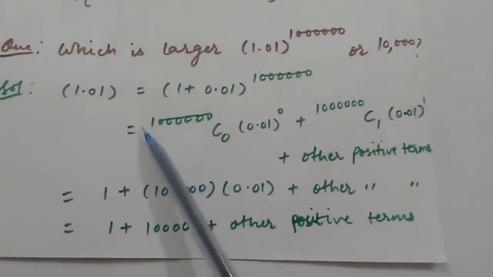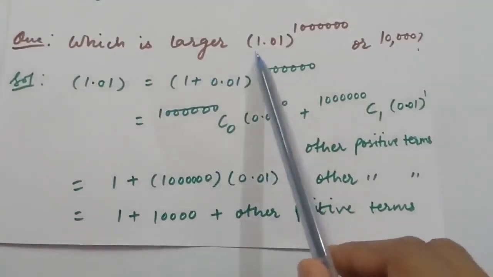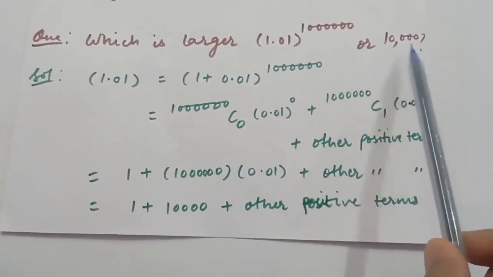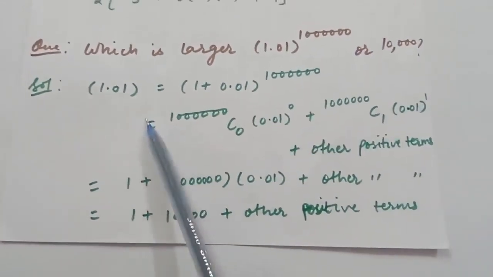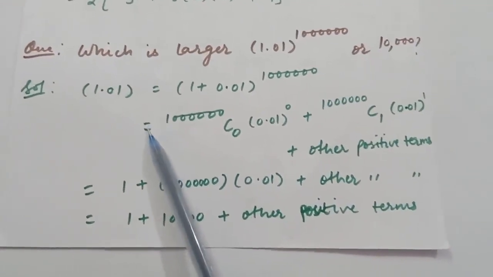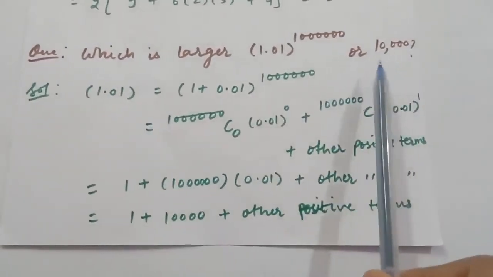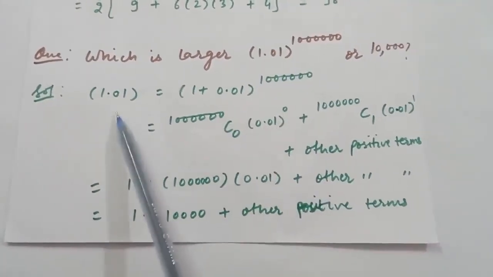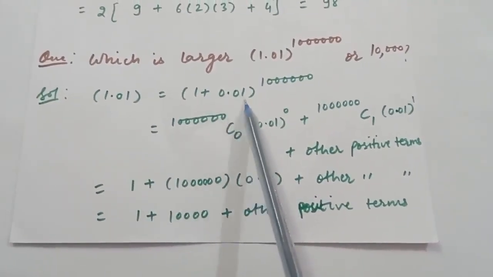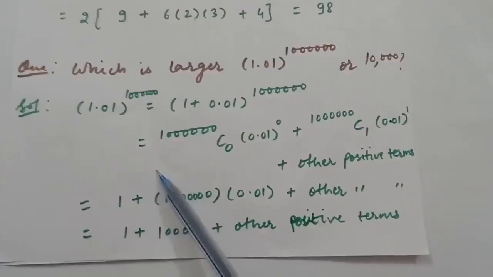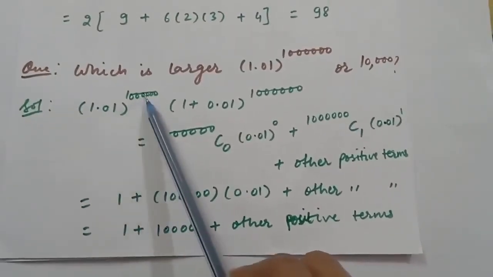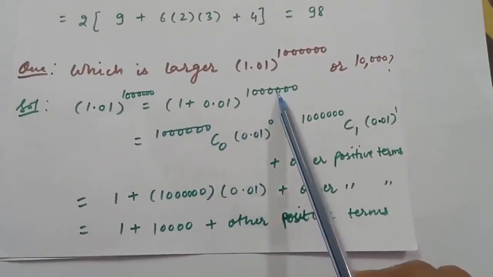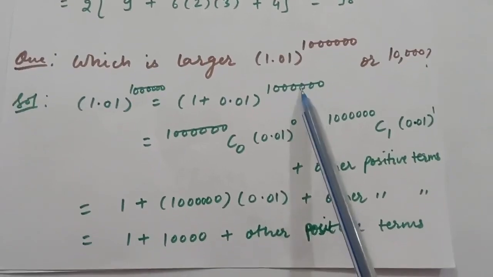Sometimes the question comes like which is larger, 1.01 whole raised to the power 10 lakh or 10,000. So how to check using the binomial theorem which number is larger? Writing this 1.01 as 1 plus 0.01, now 1.01 raised to the power 10 lakh will be 1 plus 0.01 raised to the power 10 lakh. Expand this using the binomial theorem.